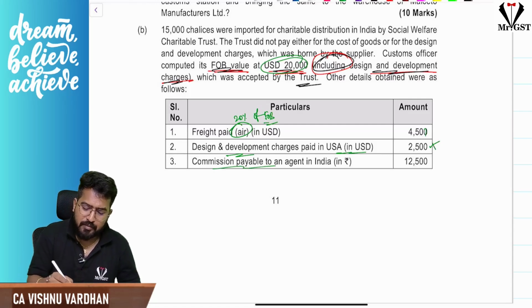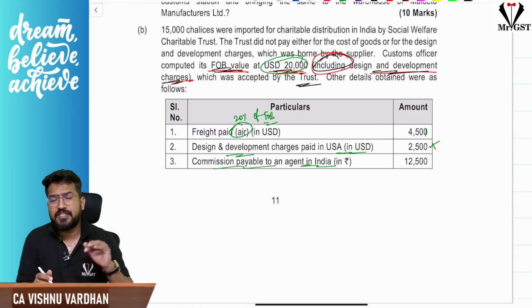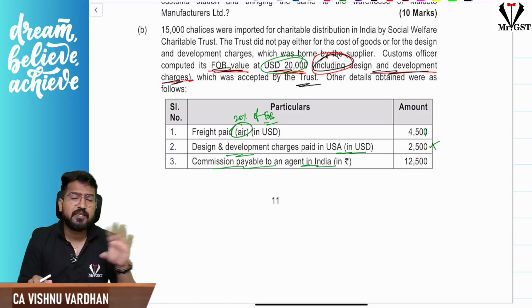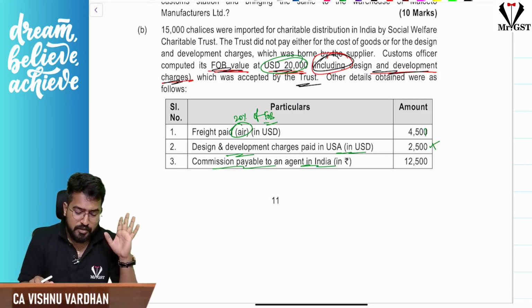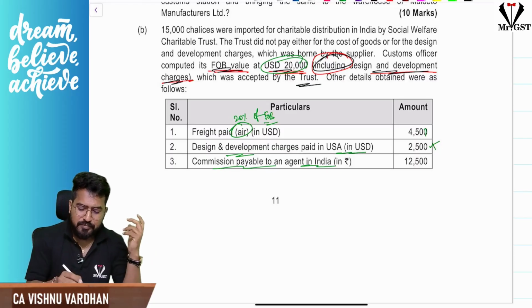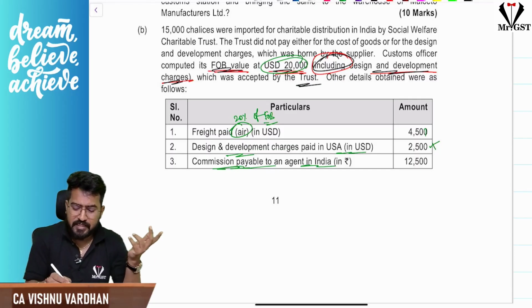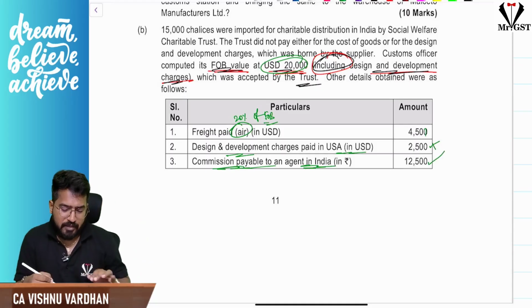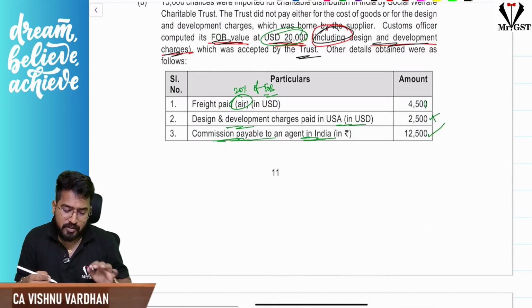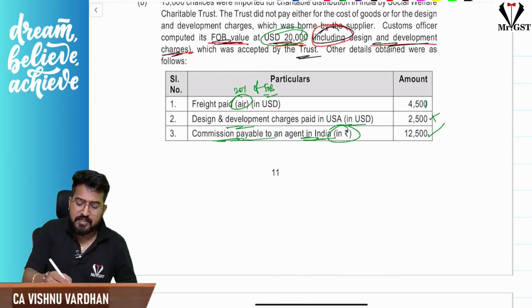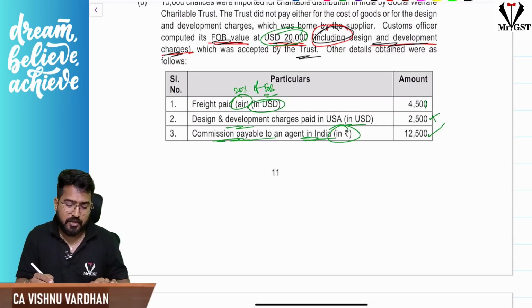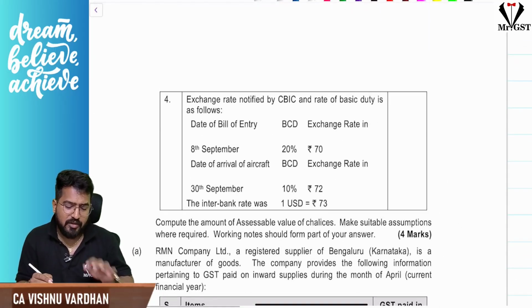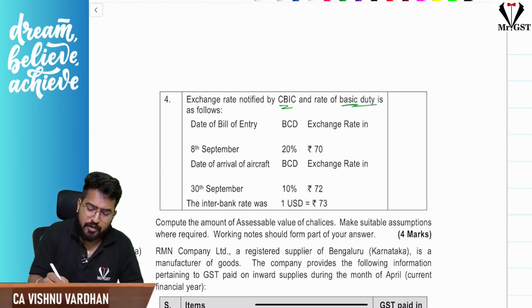Next, commission payable to an agent in India. See, normally commission expenses, except buying commission, everything can be added to the value of supply. So here, everything can be added to the assessable value. Here, commission payable to an agent in India, they did not mention buying commission, so let us take it as not a buying commission. So we will add it. This 12,500 is in rupees, that is important. These things are in dollars. Okay, 20,000 is dollars. Now they have given the exchange rate by CBIC and rate of basic duty also.